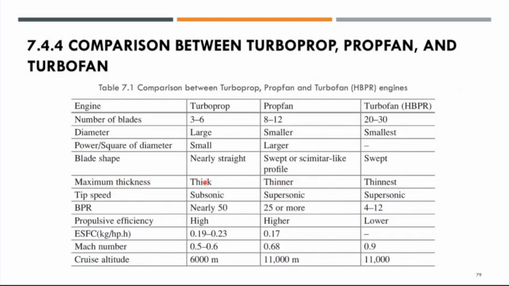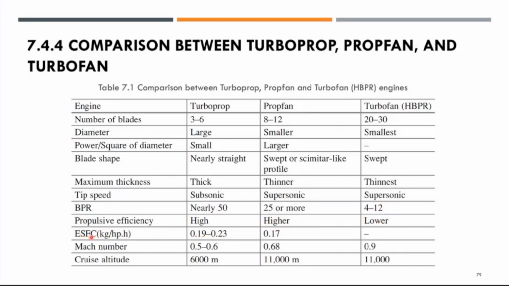Thickness, thick, thinner, and the thinnest. Tip speed, subsonic, supersonic, and supersonic for Turbofan. Bypass ratio, nearly 50 for Turboprop, 25 or more for Propfan. For Turbofan, 4 to 12 bypass ratio. Propulsive efficiency, Turboprop having the highest propulsive efficiency, Propfan higher, and Turbofan propulsive efficiency is lower.